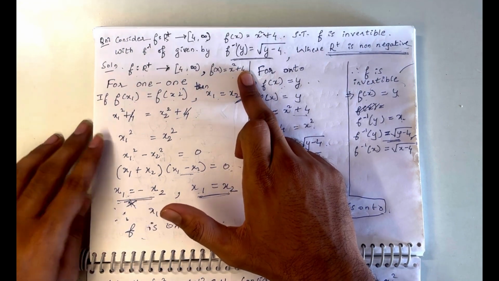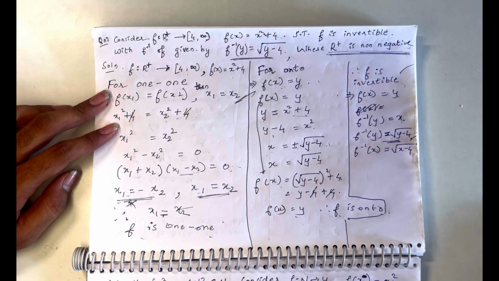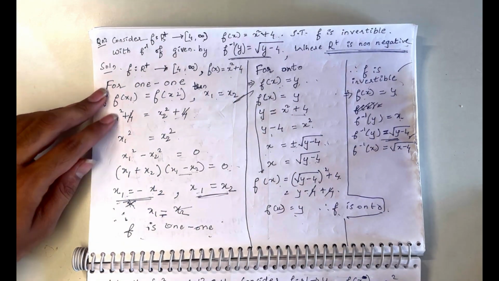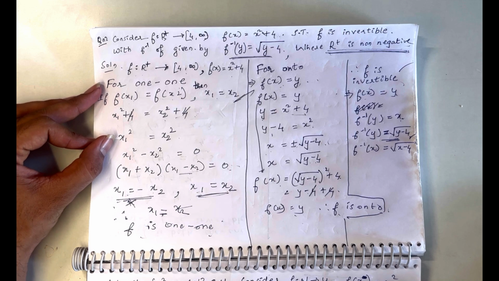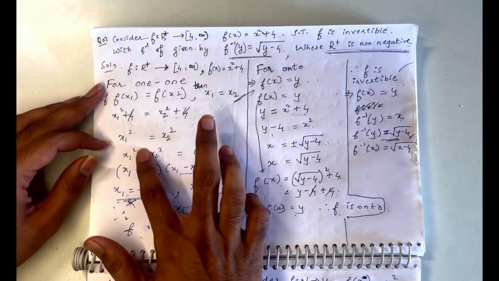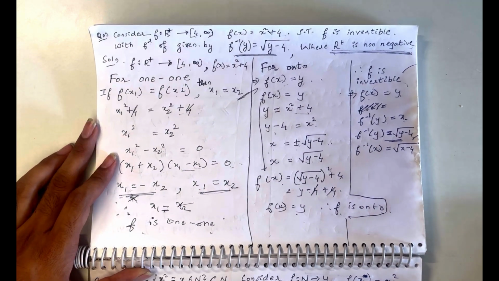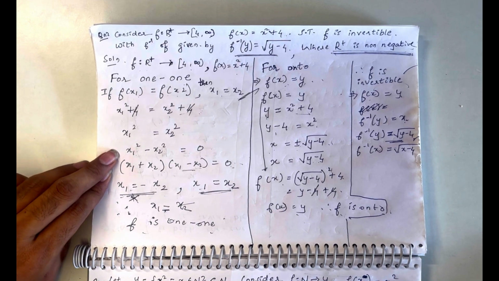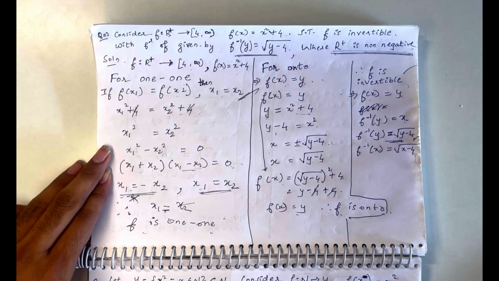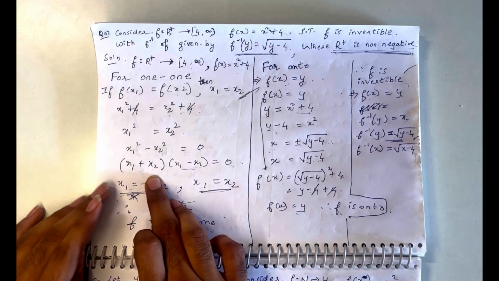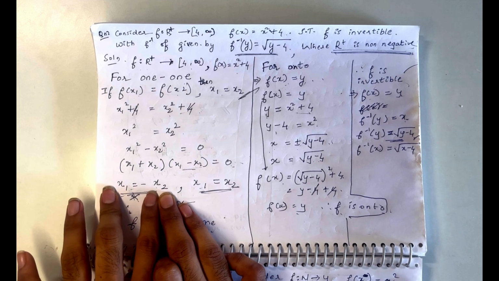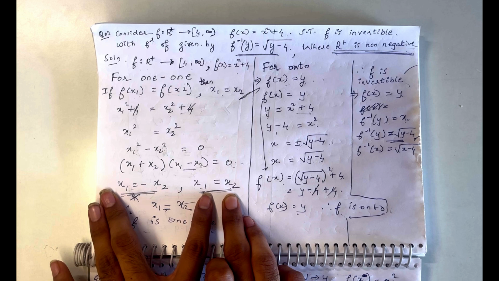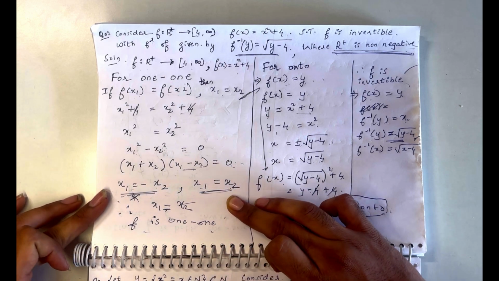f of x is x square plus 4, so f of x1 will be x1 square plus 4 and f of x2 will be x2 square plus 4. 4 will get cancelled, you will be left with x1 square is equal to x2 square. Shift x2 square this side, so x1 square minus x2 square is equal to 0. a square minus b square is a plus b into a minus b, so x1 plus x2 into x1 minus x2 is equal to 0. So x1 is equal to minus x2 and x1 is equal to plus x2.